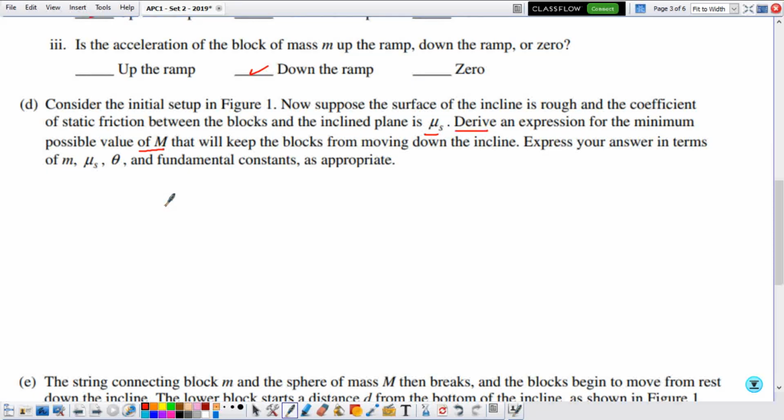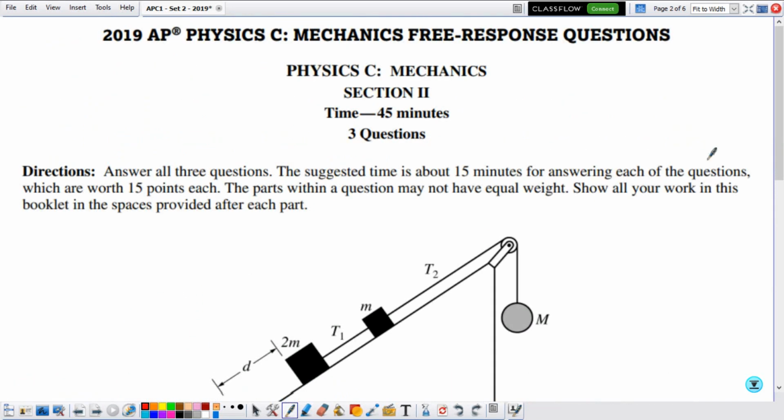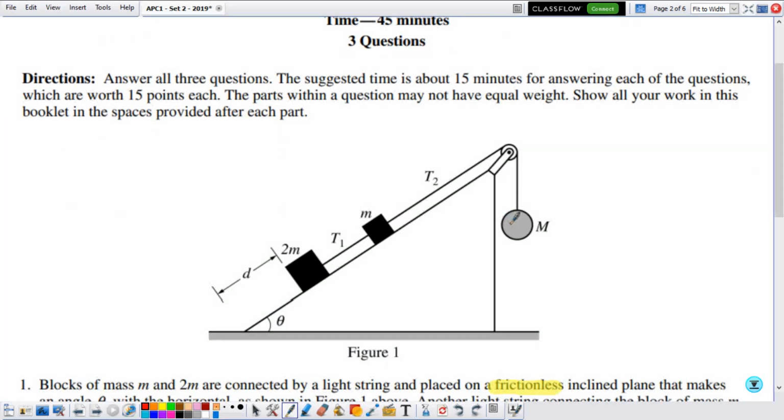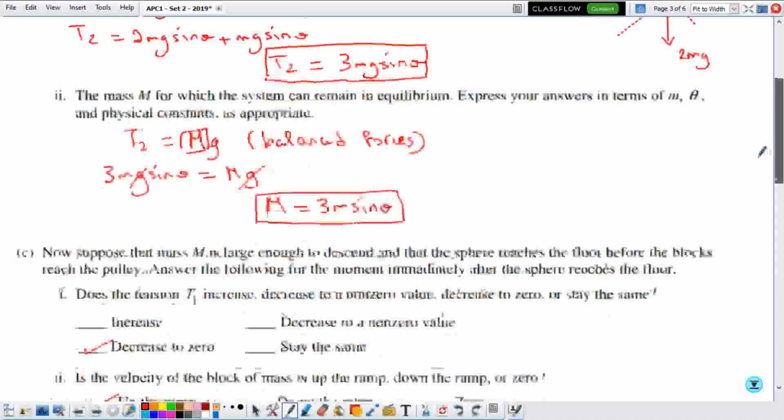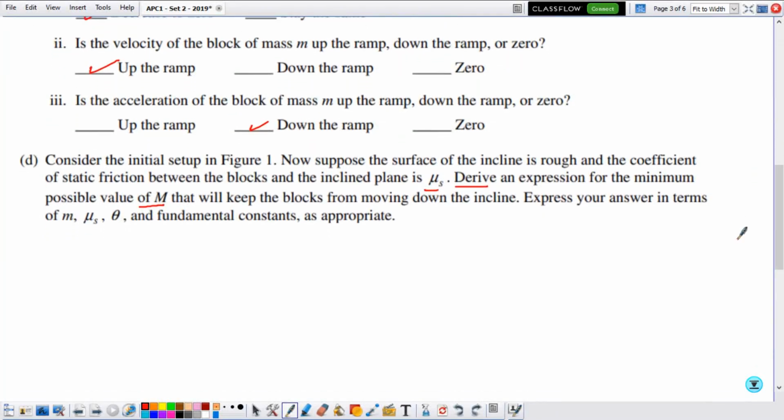So we need to derive an expression for the value of M that will keep the blocks from moving down the incline. Basically we need to find the value of M which is enough to keep the blocks from moving down. Whenever we say minimum, if you read this sentence again, you will understand that here we're talking about the verge of motion.